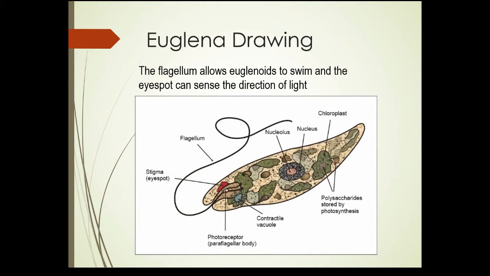Here's a drawing showing euglena, and here you can see the eye spot. And again, it detects light and dark. You can see the flagella here, this one extending from the body. But you can see inside a second flagella that is not quite extending from the body.